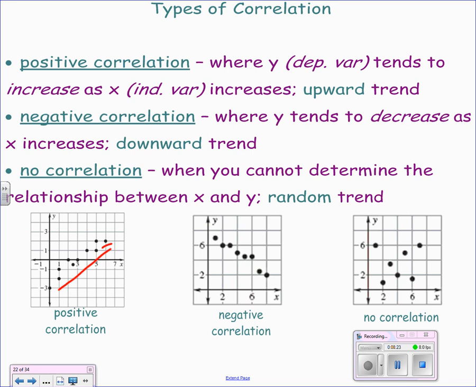And then on a negative correlation, y will decrease as x increases as you're moving from left to right. So it's a downward trend. And then no correlation is pretty much random. You can't determine what's going on. Sometimes it's up, sometimes it's down. It's all about what the majority of the data is doing.